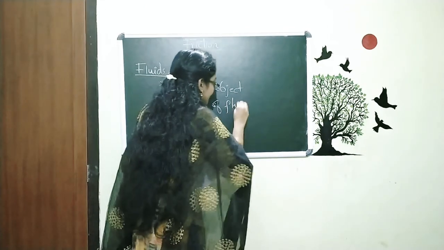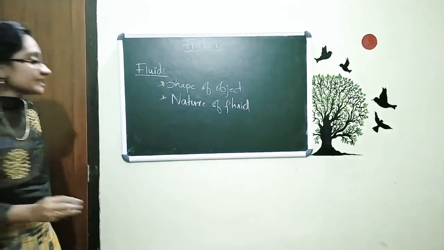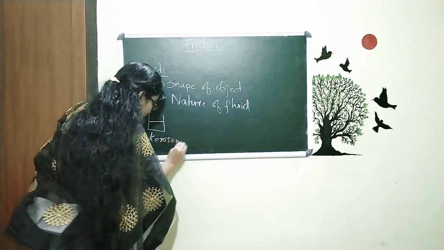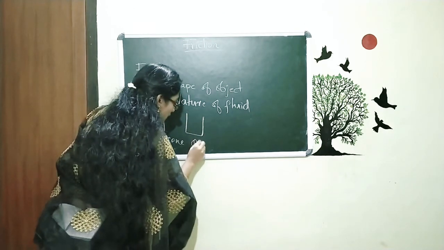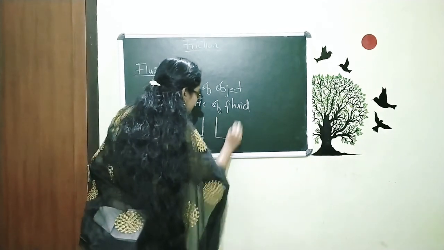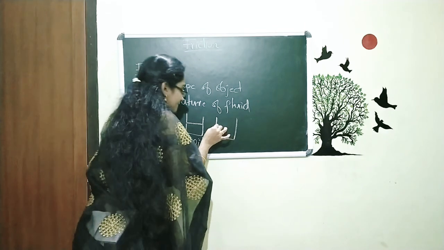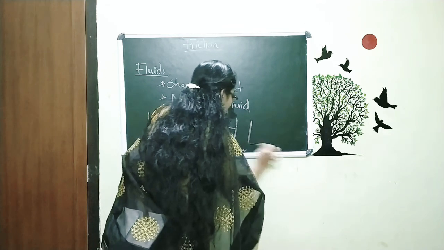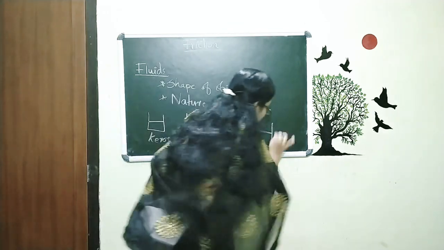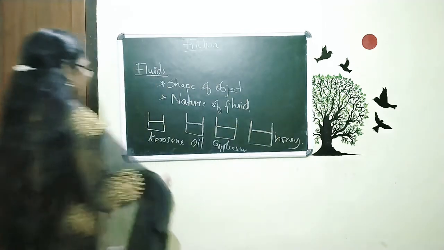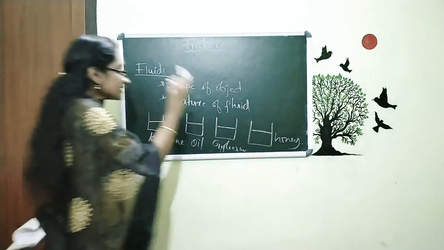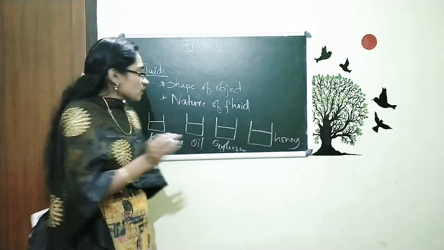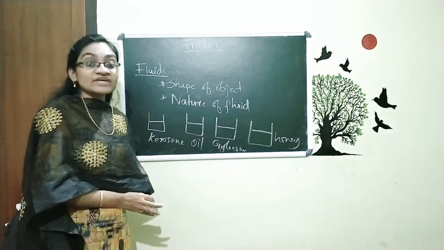Nature of fluid. For example, I am just taking one beaker of kerosene, one beaker of oil, one beaker of glycerin, and another beaker of honey. So I am taking some beakers of different types of liquids. And you know, all these liquids behave differently.